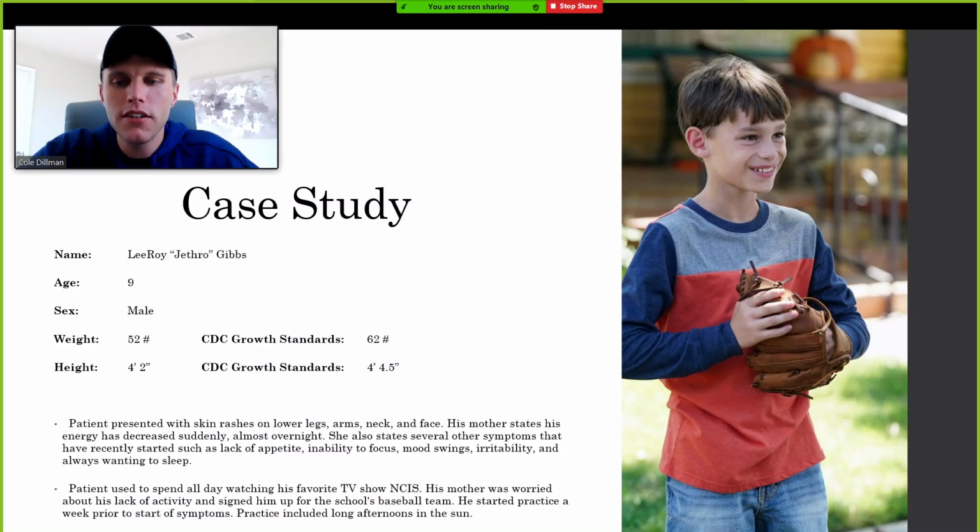The patient presented with skin rashes over all of his exposed skin. His mother states that his energy has decreased suddenly, almost overnight. And then she also mentioned several other symptoms that have recently started, such as lack of appetite, inability to focus, mood swings, irritability, and he seems to always want to sleep.